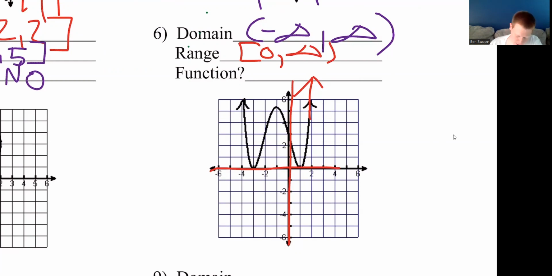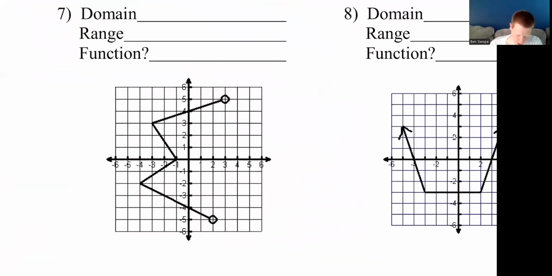And then is this a function? Why, yes, it is. There's nowhere you can draw a vertical line that hits more than one point on the graph or the function. Now let's just keep chugging along.